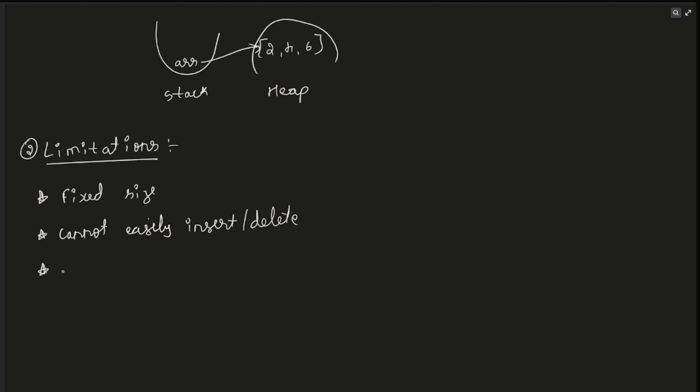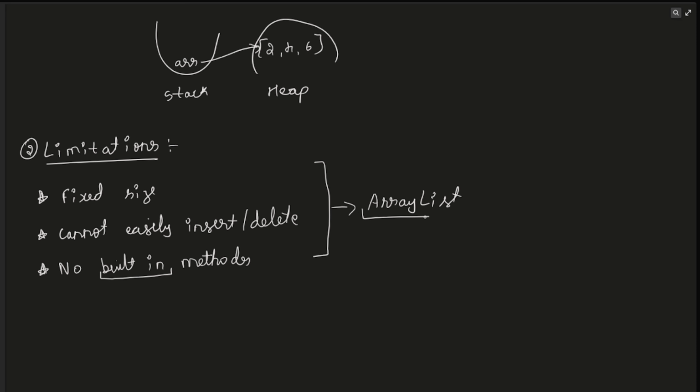And array doesn't have any built-in methods. Built-in methods are used to perform some operations on the array directly instead of using the for loop. But array doesn't have these kinds of methods. To overcome all these limitations, Java has created ArrayList, and we will be covering this topic in our Java collections playlist.